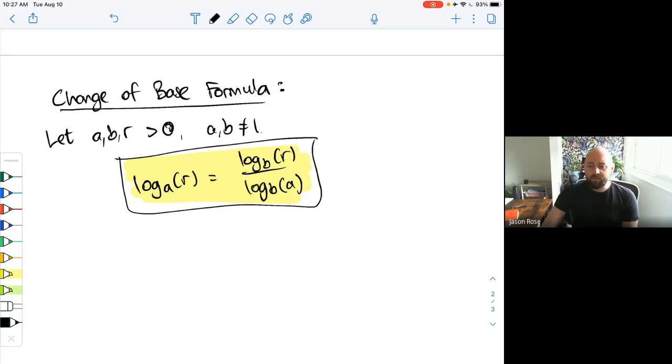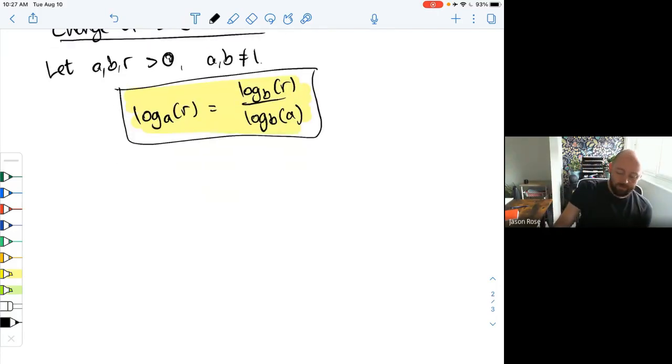This is a formula that allows you to express a log with any given base. You're allowed to express it in a log with any base you choose, any different base. So for example, let's just go through with a couple of numbers first, right?